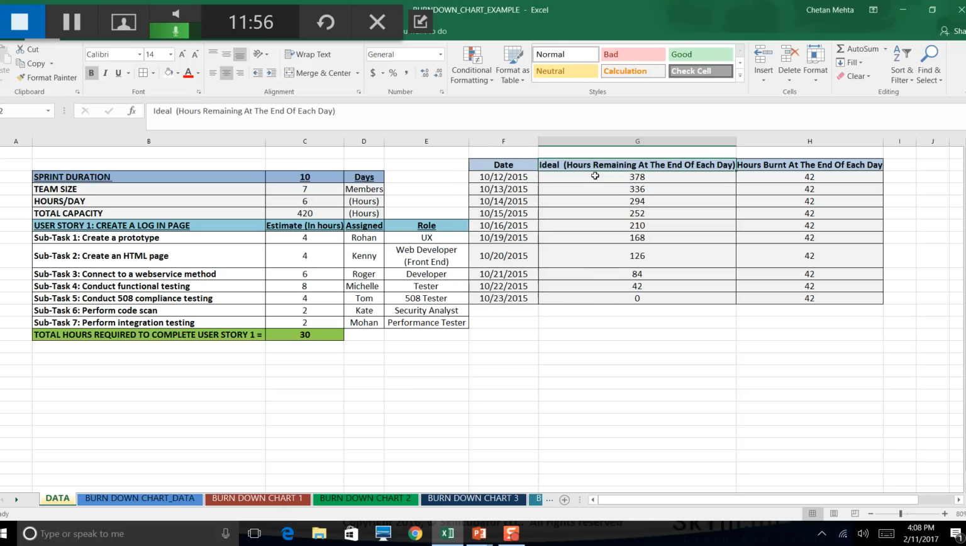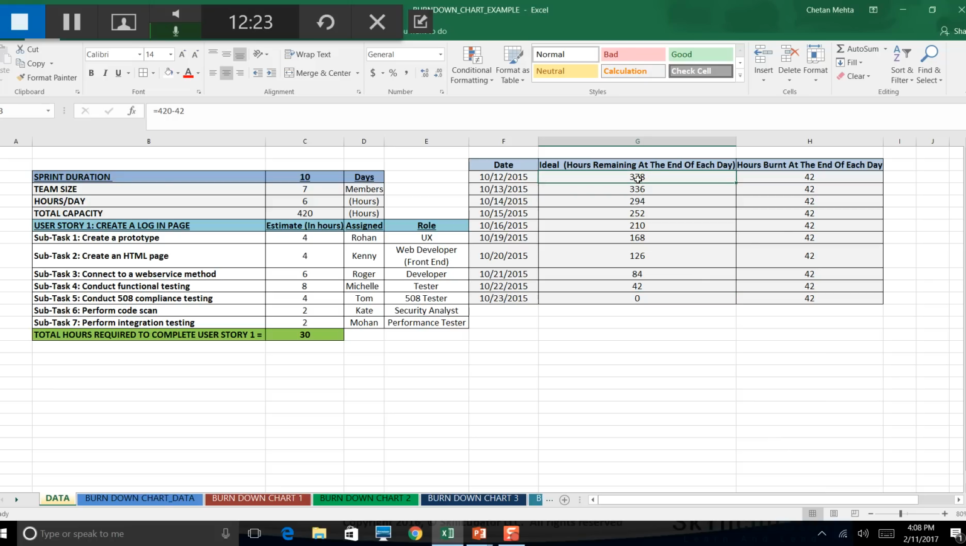That means every day my team comes in to work, they burn 42 hours every day at a constant rate, and on 23rd we don't have any hours left. All the work is done and there is 0 hour left in our sprint.